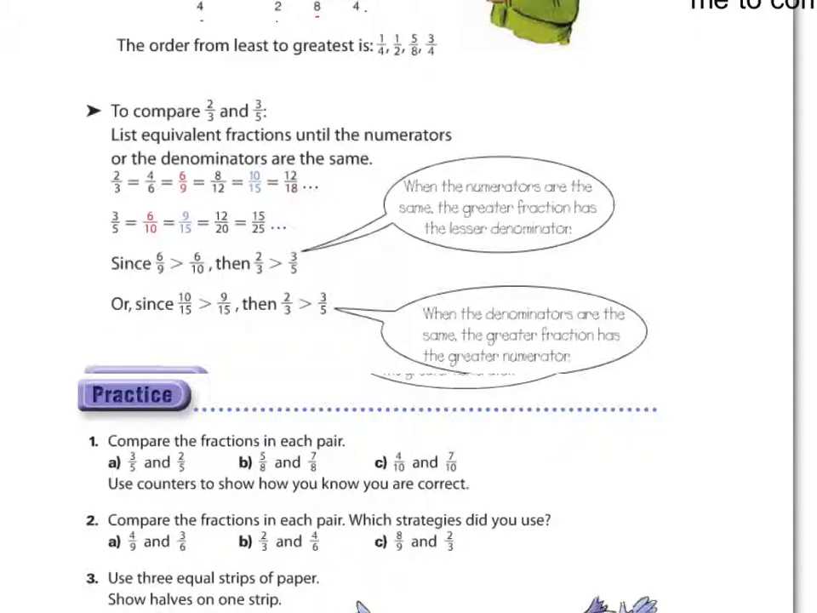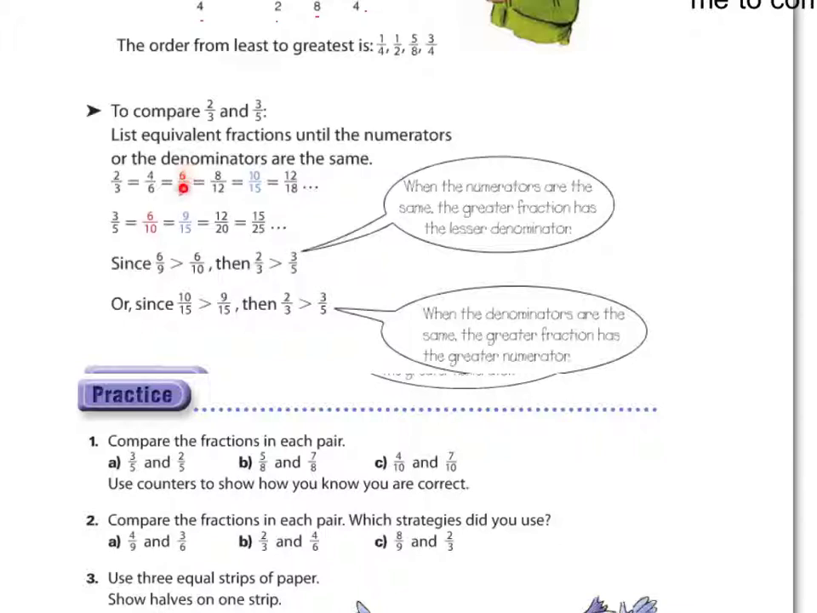And then I'm going to do the same thing with 3/5. 3 times 2 is 6. 5 times 2 is 10. 3 times 3 is 9. 5 times 3 is 15. 3 times 4 is 12. 5 times 4 is 20. 3 times 5 is 15. 5 times 5 is 25. So now I have a number of fractions to compare.